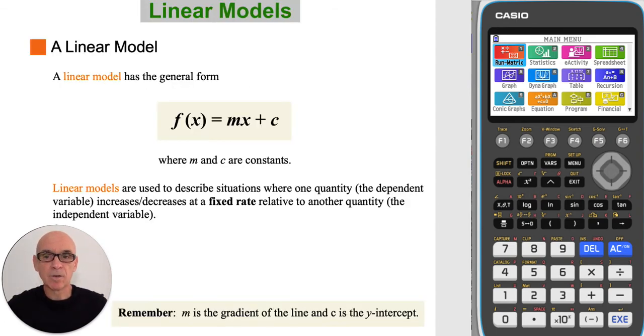A linear model has the general form f of x equals mx plus c, where m and c are constants. Linear models are used to describe situations where one quantity, the dependent variable, increases or decreases at a fixed rate relative to the other quantity, the independent variable. Remember that m is the gradient of the line and c is the y-intercept of the line.